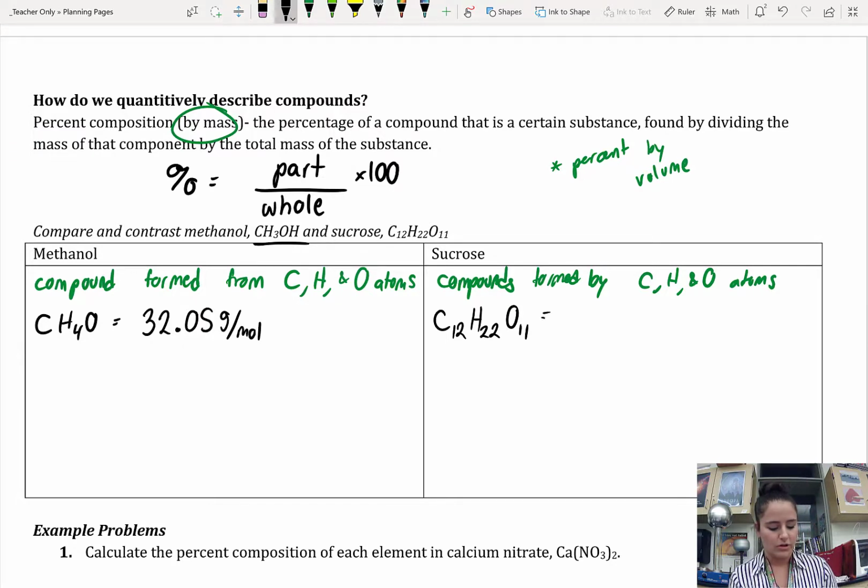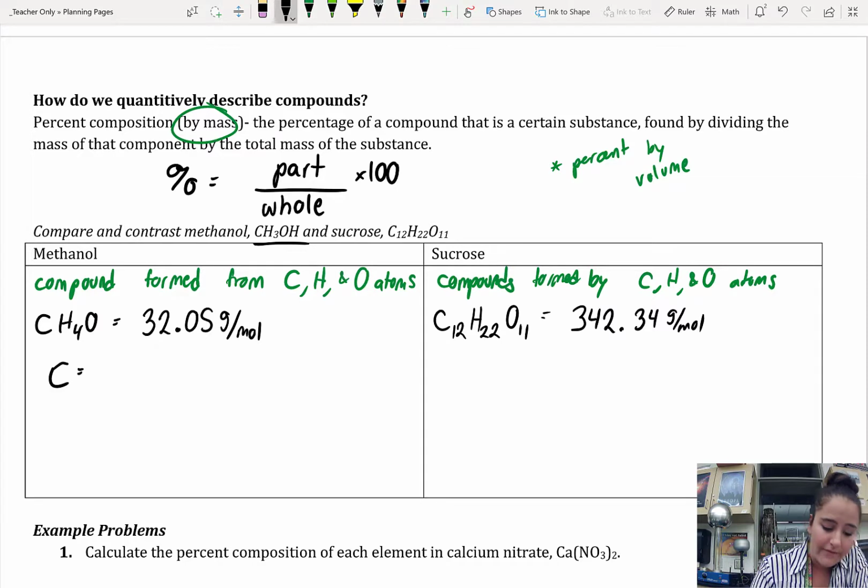Okay, now for sucrose, if you find its molar mass, we have 12.01 times 12, 1.01 times 22, 16.00 times 11. That gives us 342.34 grams per mole. Okay, so you can see that the sucrose is about 10 times heavier by mass than the methanol. And let's go ahead and figure out the mass percentages of these just so that we can get some practice with that.